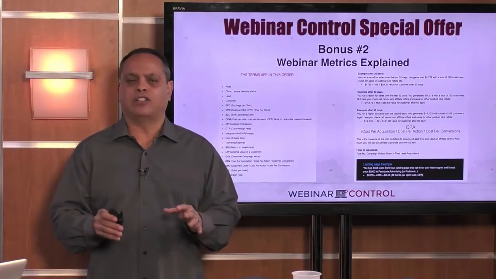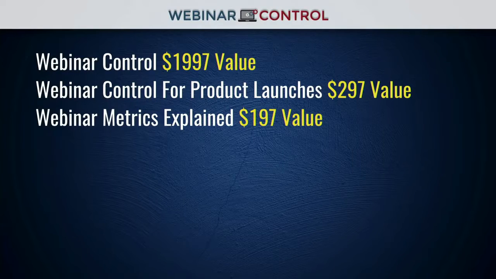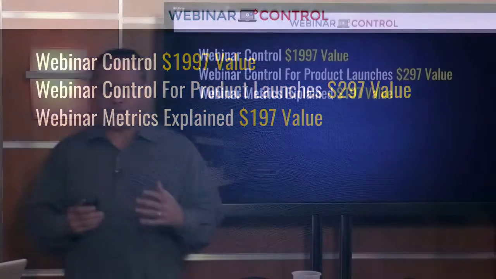Next is the metrics explained. I know this is very, very hard to see, but what you're seeing here is things like EPC, cost per click, self-liquidating offer, CPI, click-through rates, ROI, lifetime value of a customer. I've created a 40-page document that actually breaks them out. And as you see on the right side of your screen, there's examples. I've taken the time in this highly produced PDF that explains, for example, if you do something for 30 days and you get this many visitors to your landing page, I break all of that out for you. That is Webinar Metrics Explained. It's a $197 value that you get on top of everything else.